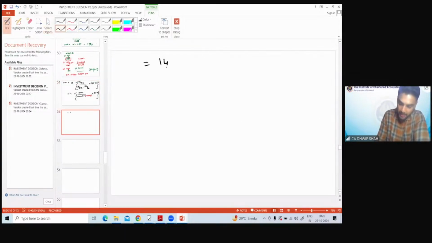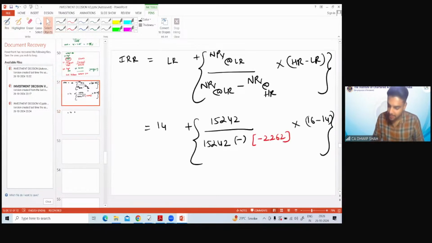So let's solve the bracket inside. 14 plus. See, friends, students generally make a mistake at this point. They ignore this negative sign. They just mention 2262, which is incorrect. NPV at higher rate is negative, so you need to write the minus sign. So please be careful over here.